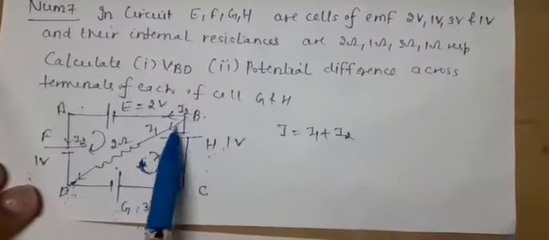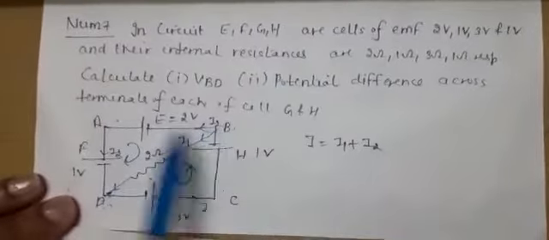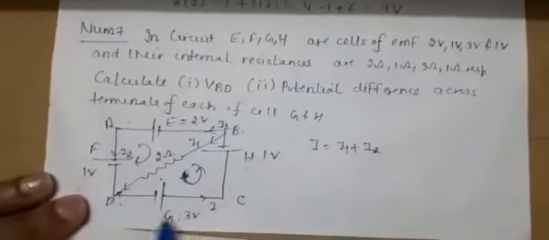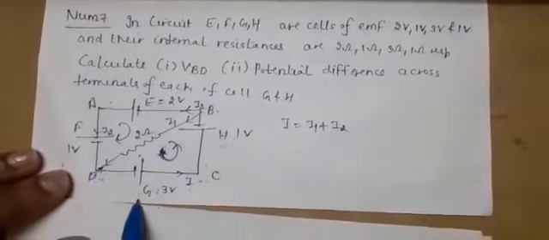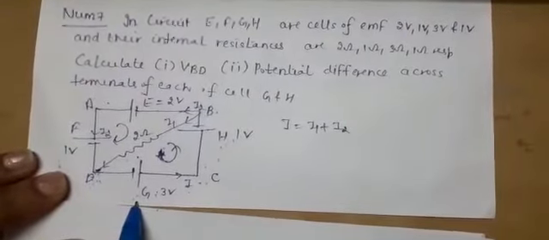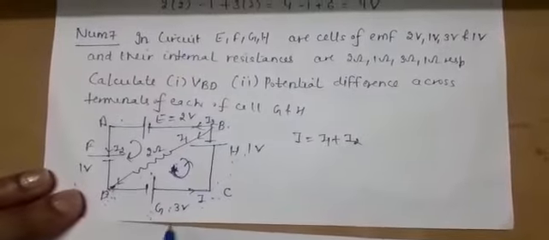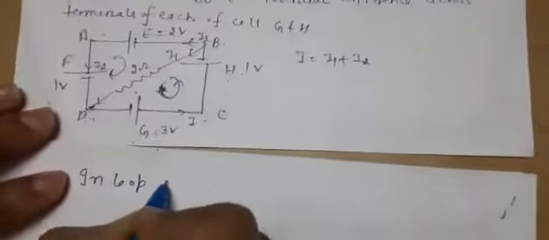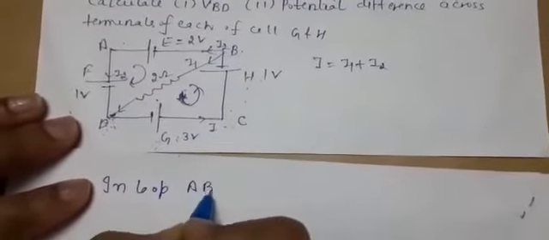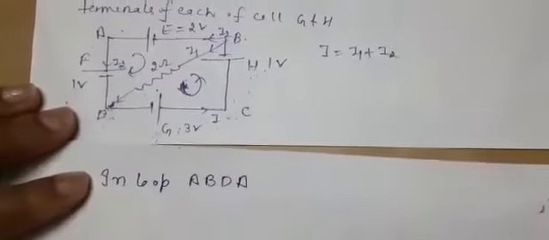At point B, let I1 pass through the 2 ohm and I2 pass through branch BA. This I2 further enters I1 at junction D. Again current I is flowing through it. While writing the equations for the loops, we will also consider the effect of internal resistance. First of all, we are taking the loop A, B, D, A, in the clockwise direction.